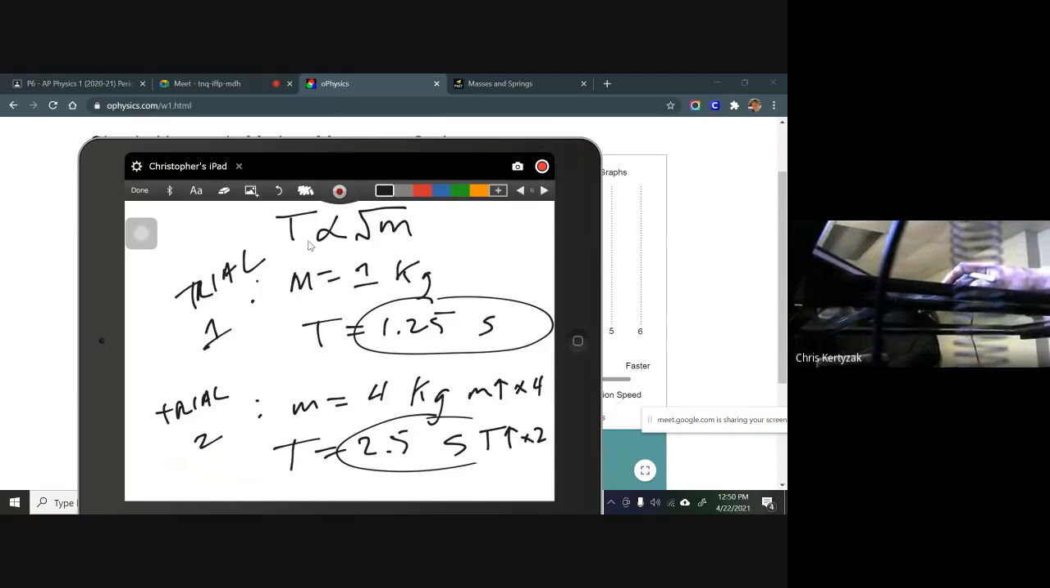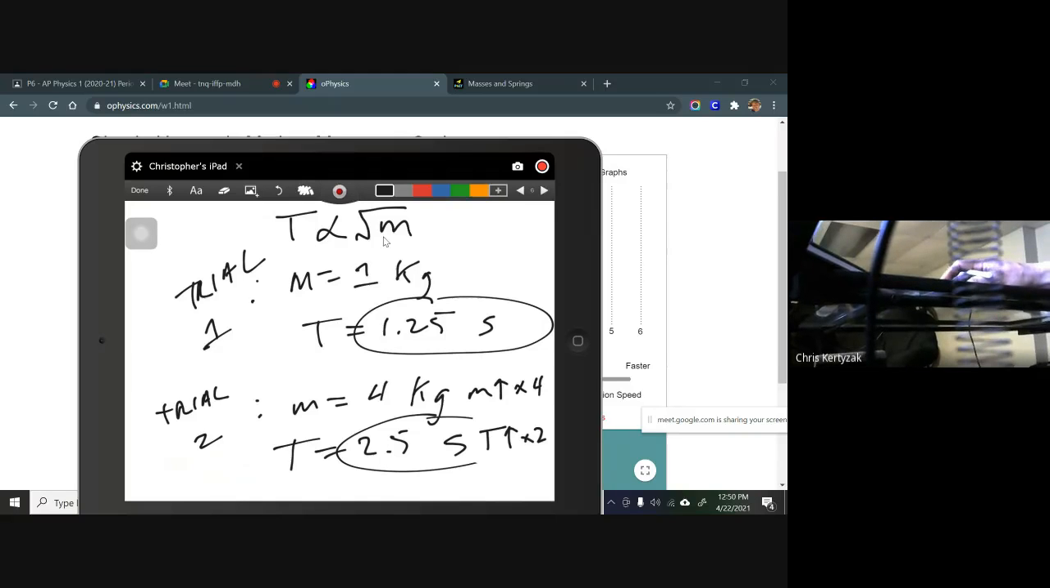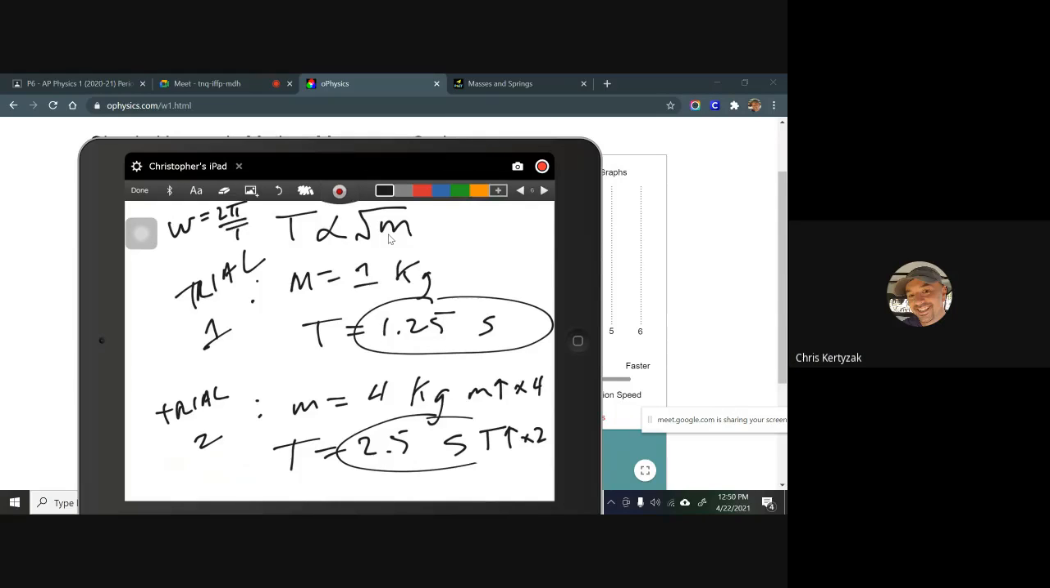So that tells us there's a correlation between period and mass, that there's a square root relationship there. And recall that omega is equal to 2 pi over T, right? That tells us, since there is an inverse relationship between omega and T, that there should technically be a result where omega is inversely proportional to the square root of the mass.